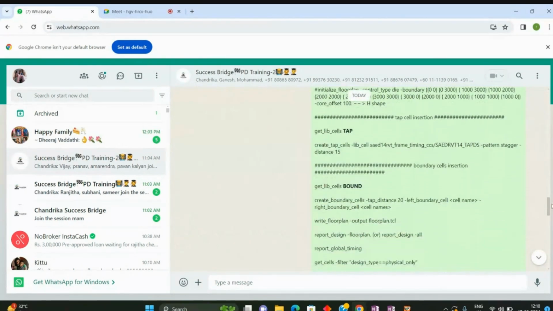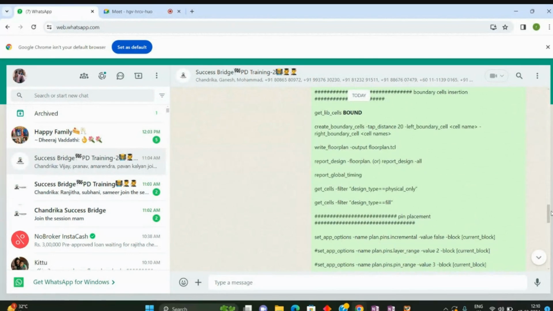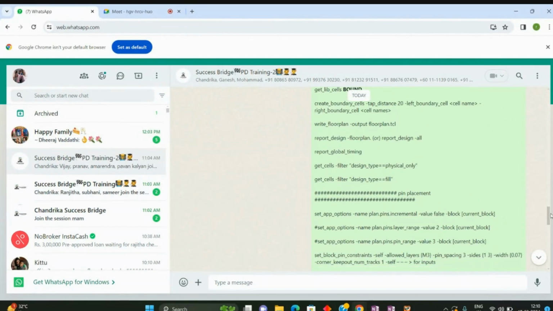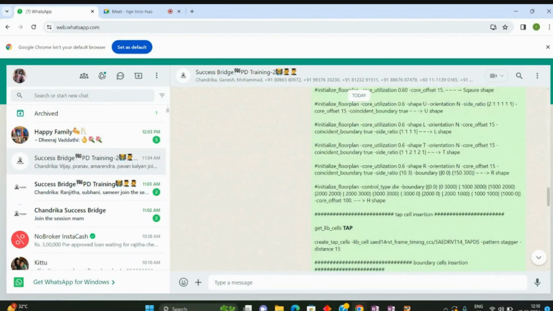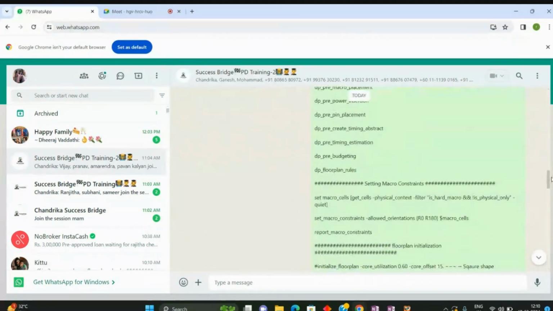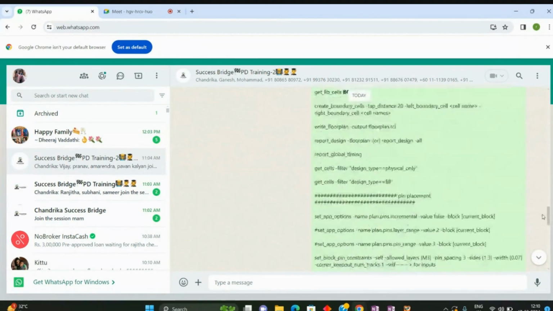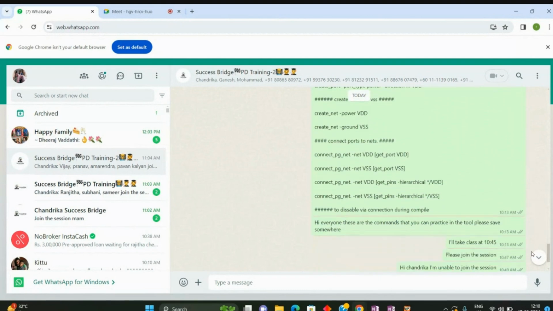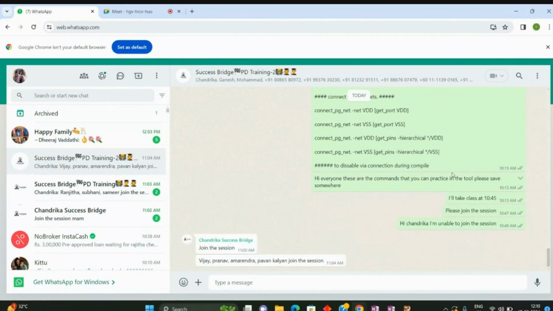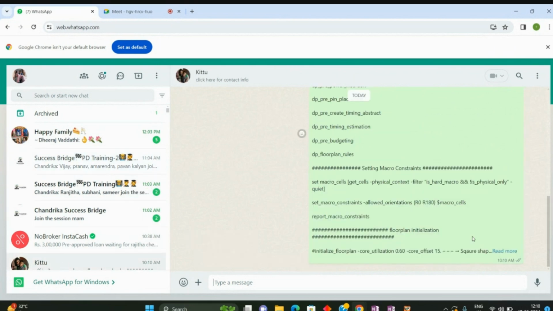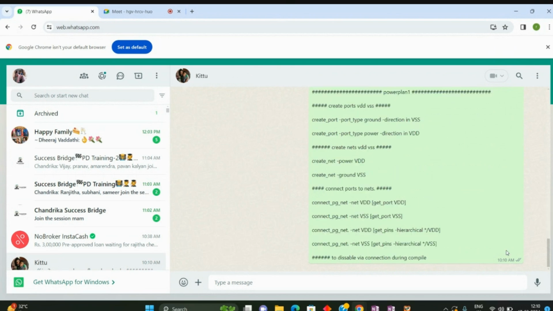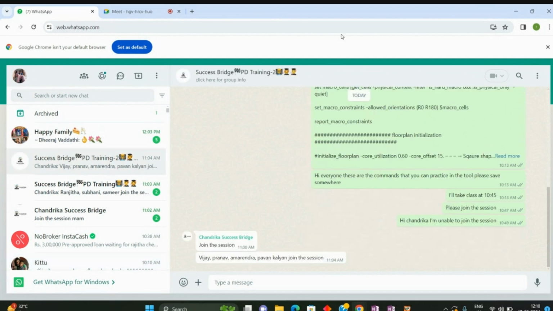Where I have given initialized floor plan. Okay, actually I gave commands also. Here I think it is not coming. Okay, I already have the commands also. I will paste that in the group. How to create bound, how to create keyboard.